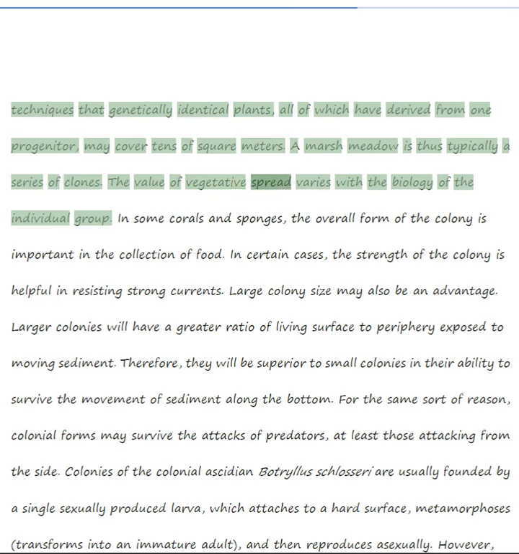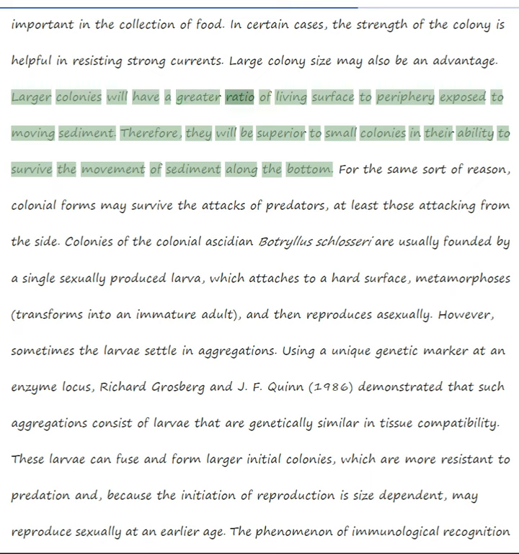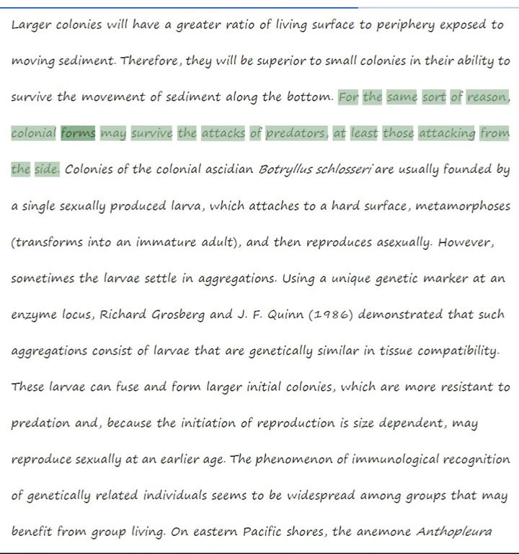The value of vegetative spread varies with the biology of the individual group. In some corals and sponges, the overall form of the colony is important in the collection of food. In certain cases, the strength of the colony is helpful in resisting strong currents. Large colony size may also be an advantage. Larger colonies will have a greater ratio of living surface to periphery exposed to moving sediment. Therefore, they will be superior to small colonies in their ability to survive the movement of sediment along the bottom. For the same sort of reason, colonial forms may survive the attacks of predators, at least those attacking from the side.